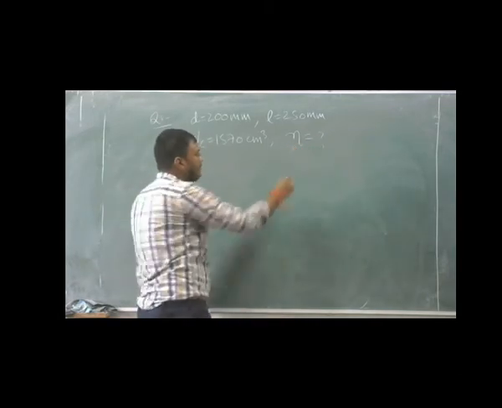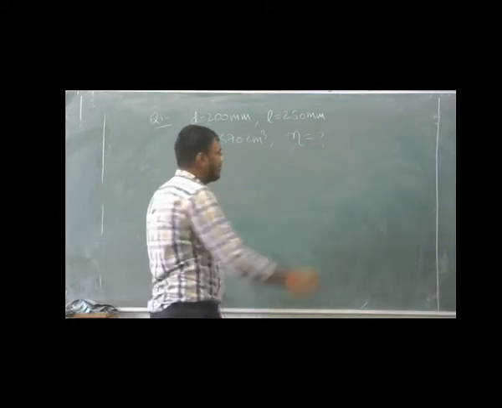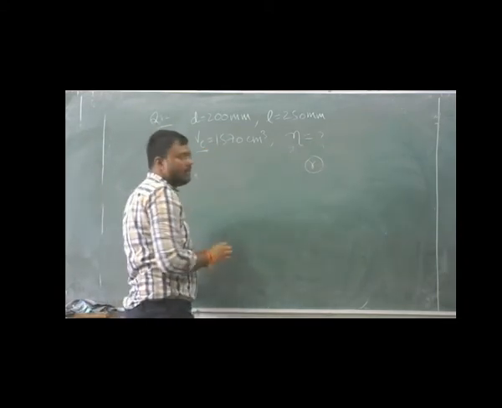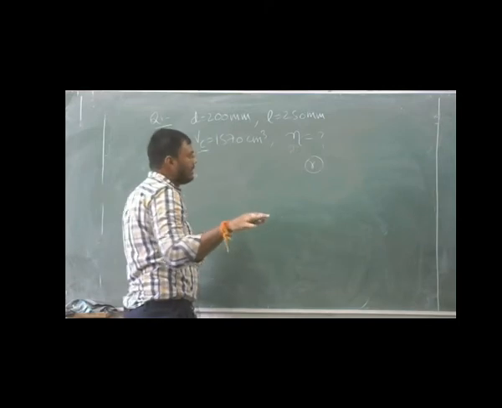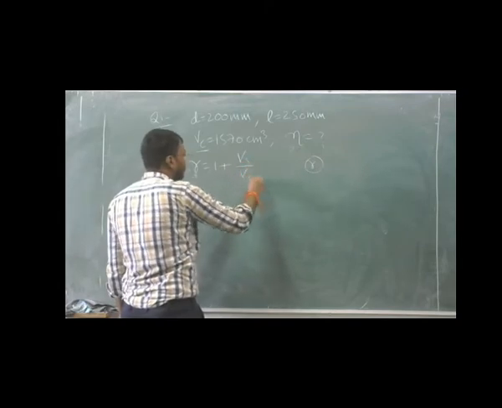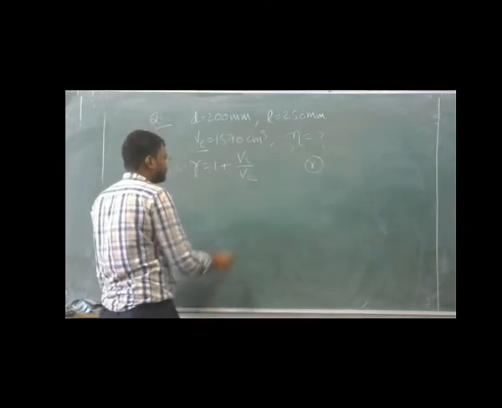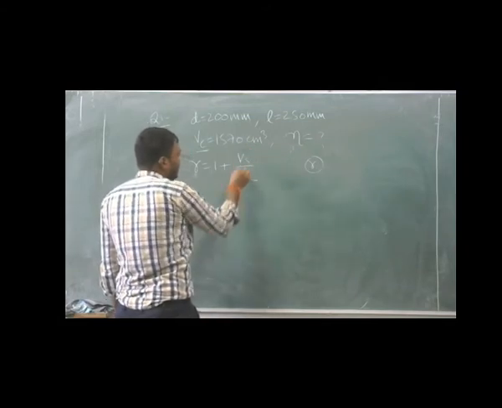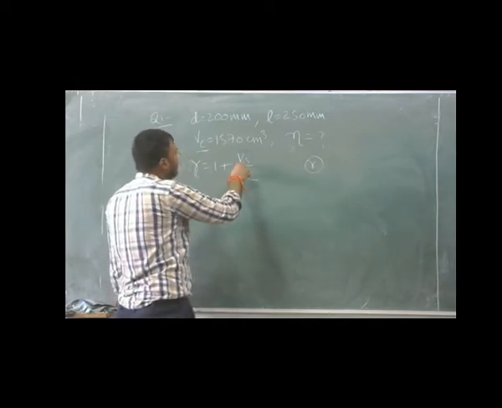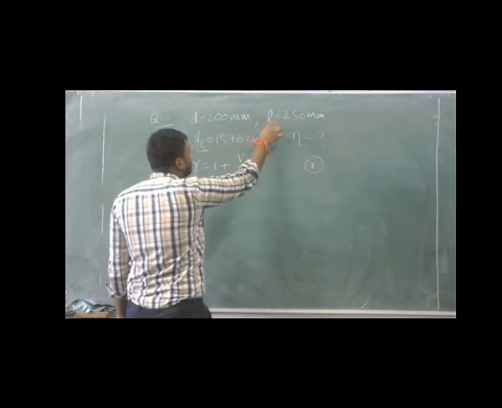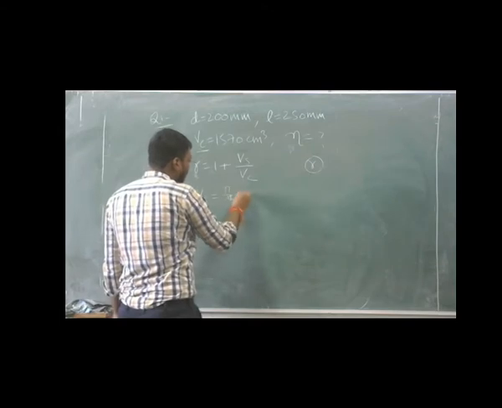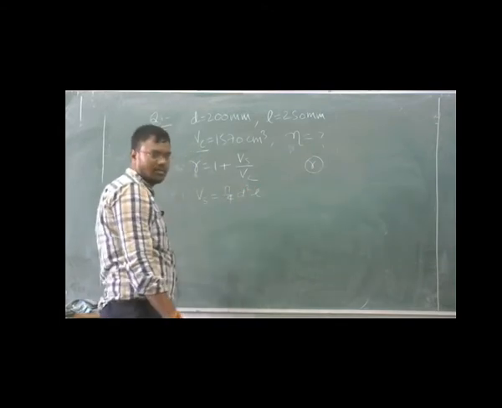To calculate eta, what we need is the value of the compression ratio R, and in the question Vc is given. If we can calculate the value of Vs, then we can easily find R, because R is equal to 1 plus Vs by Vc. This is the formula. We know Vc but we don't know Vs. To calculate Vs, cylinder diameter D and L are given, so Vs is equal to pi by 4 d square L. This is the formula.